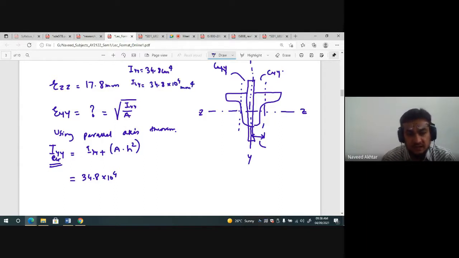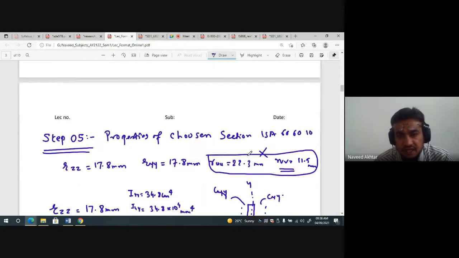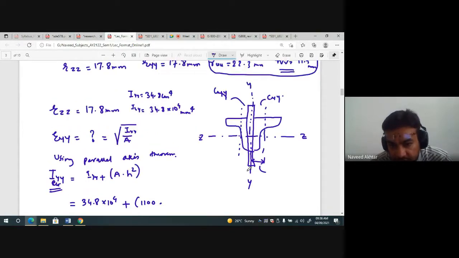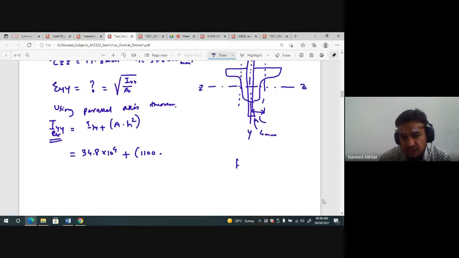So that's why it is written here, plus area of the section. Area of section is 1100. So I will write 1100 into h squared, h is nothing but the distance between the CG of this. So the CG of the plate will be on each side. This is 4 mm, 4 mm. The value of h is equal to 4 mm, that is 8 by 2, plus CXX. This distance is CXX.